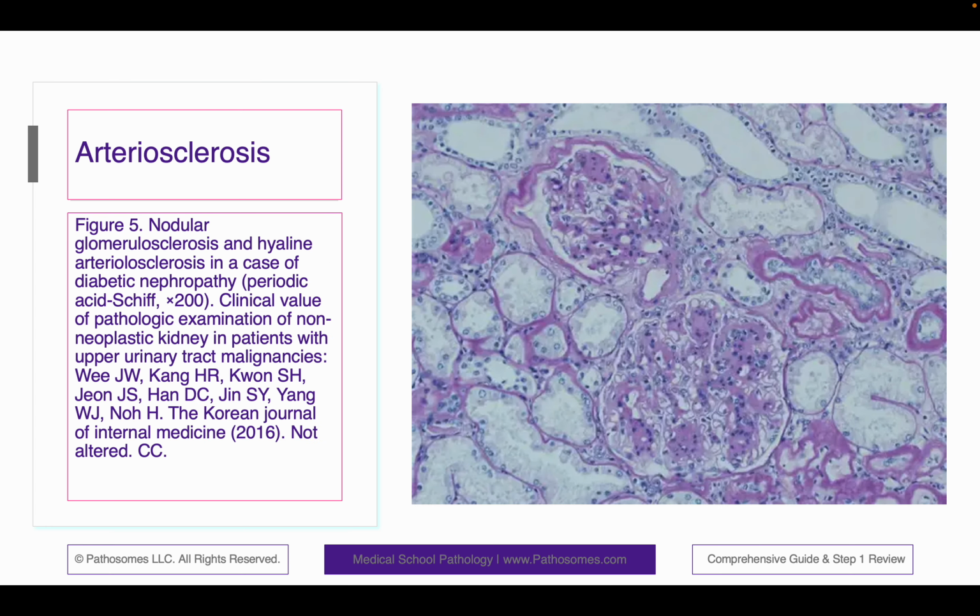And here's another example. Can you recognize where this organ is from? Kidney? Right. This is an example of nodular glomerulosclerosis, as well as hyaline arteriolosclerosis. And you can see all of this eosinophilic thickening, indicating that that pathology is occurring.